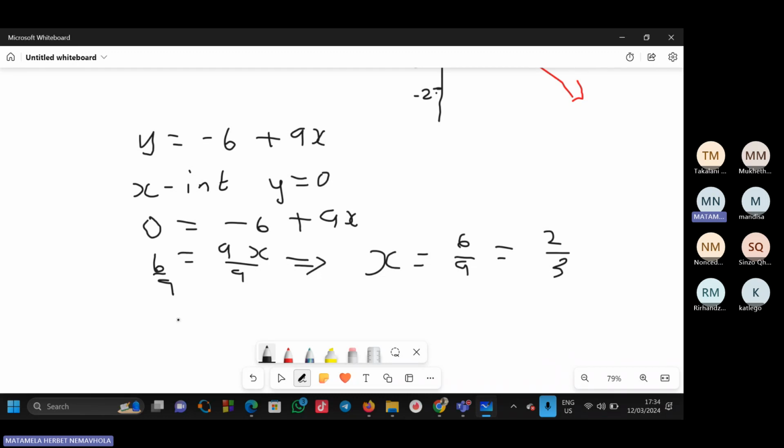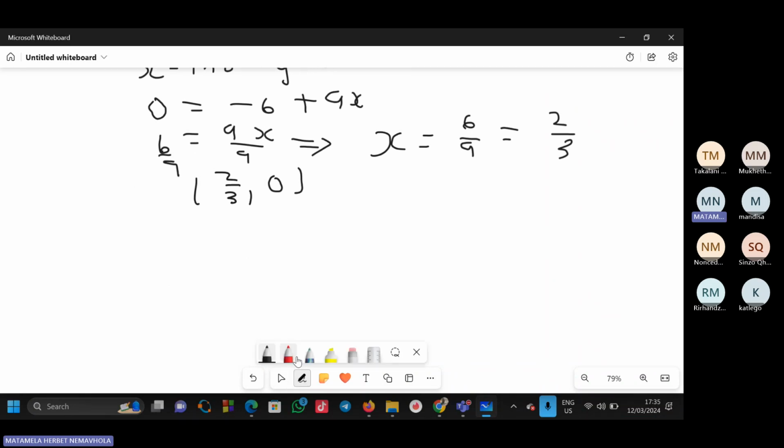Then which means I can rewrite these coordinates as: when my y is 0, I got 2 over 3, 0 for y. Then I'm going to calculate the y-intercept. To calculate the y-intercept, we know our x must be equal to 0. So if my x equals 0, it implies that in that equation, I'm going to have y equal to negative 6 plus 9. Where there's x, I'm going to substitute with 0. Then this is going to be equal to negative 6.